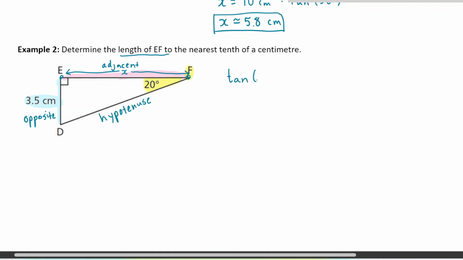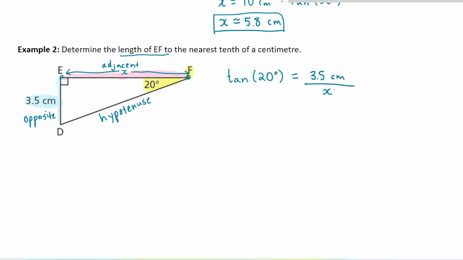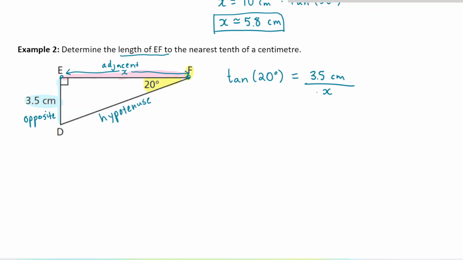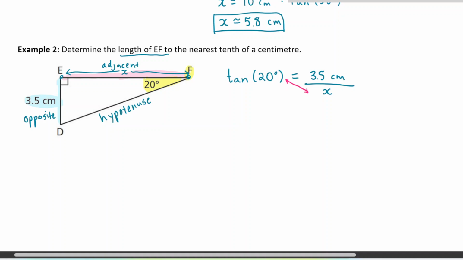So the tangent of angle F, which is 20 degrees, I'm going to replace that right away, is the opposite side, so 3.5 centimeters divided by the adjacent side, which we don't know the length of. And then we're going to use opposite operations again. Another way to think of this is doing cross multiplication, but essentially we're going to multiply both sides by x, because x is in the denominator here, we can't directly solve for it, so we're going to get it into the numerator of the other side. So we're going to multiply both sides by x and then divide by tan of 20. Essentially these two just switch places.